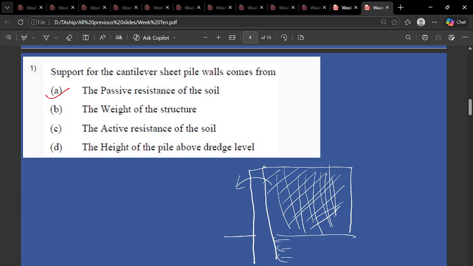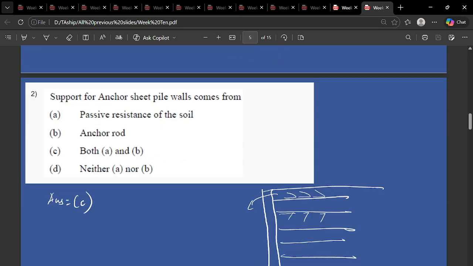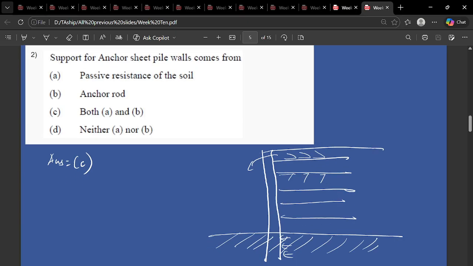Now it's about the sheet pile wall. If you have a sheet pile wall, how much is the passive resistance of the soil? Then how does the anchorage system basically support it? The support of the anchored sheet pile wall basically comes from the passive resistance of the soil as well as your anchor rope.